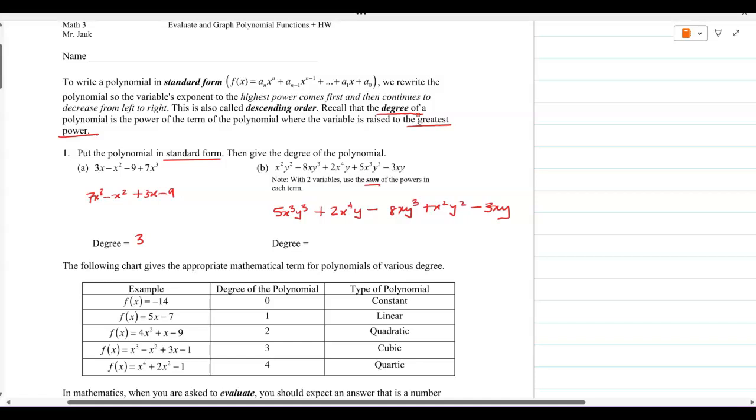So what is the degree? Overall degree 6. 3 plus 3. 3 plus 3 is 6, yeah.